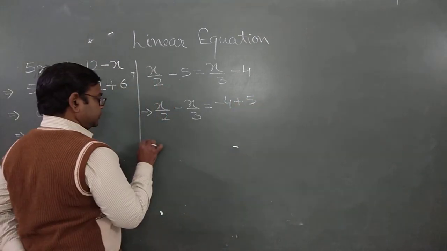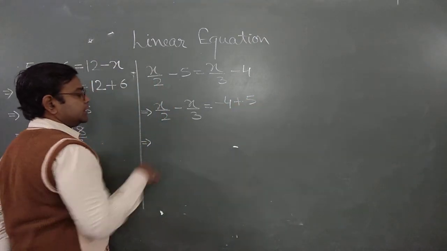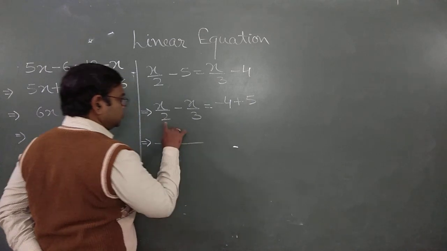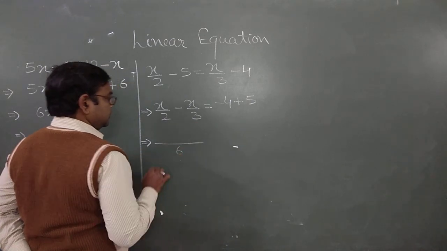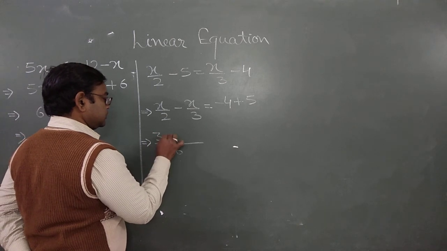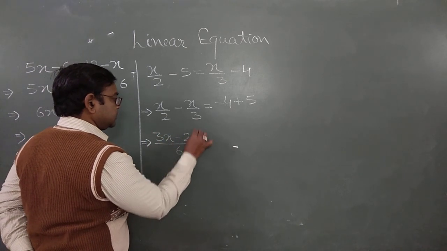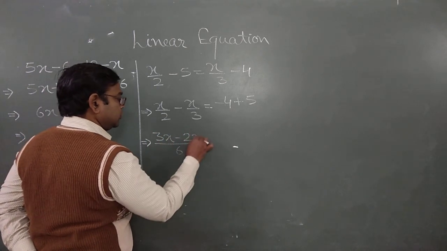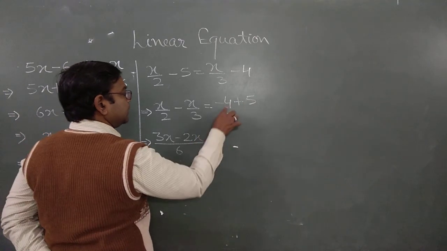Now solve it. In this case we have to take the LCM. The LCM of 2 and 3 is 6, so 2 3s are 6, 3 into x, minus, likewise 3 2s are 6, 2 into x equals 5 minus 4, it's a 1.